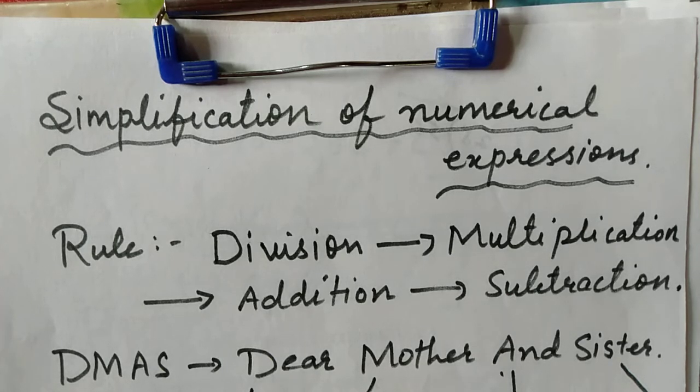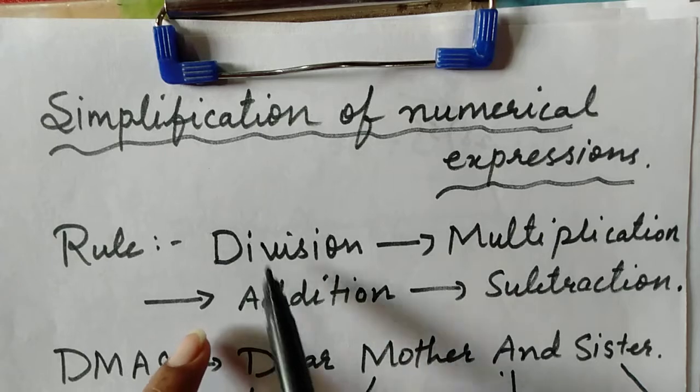For that, what do we have to do? Because in this you will get addition, division, subtraction, multiplication, everything together. So how to solve, which one will we solve first, which operation will we do first? For that we have to follow one rule, that is called the DMAS rule. What is the meaning of DMAS rule?